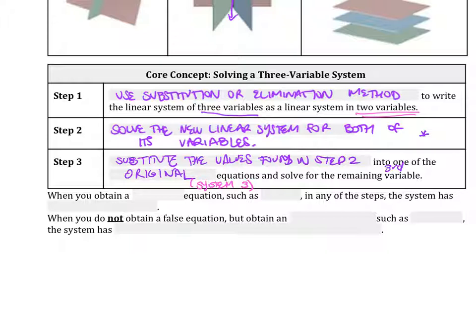Now for the special case, when you obtain a false equation such as 0 equals 1 in any of the steps, the system has no solutions. When you obtain, for example, an identity, a true statement, such as 0 equals 0, then that's when you have infinitely many solutions.